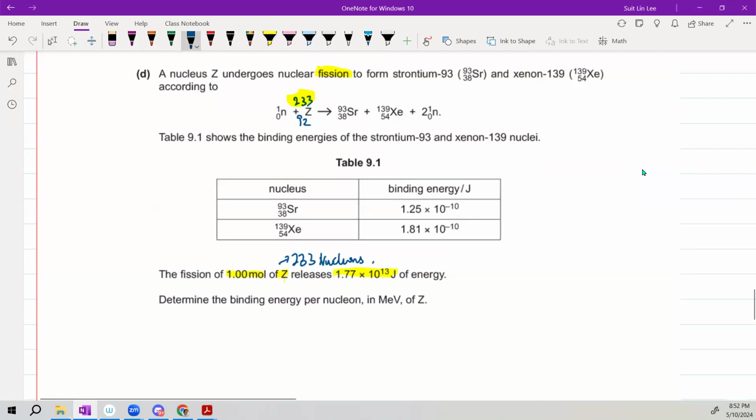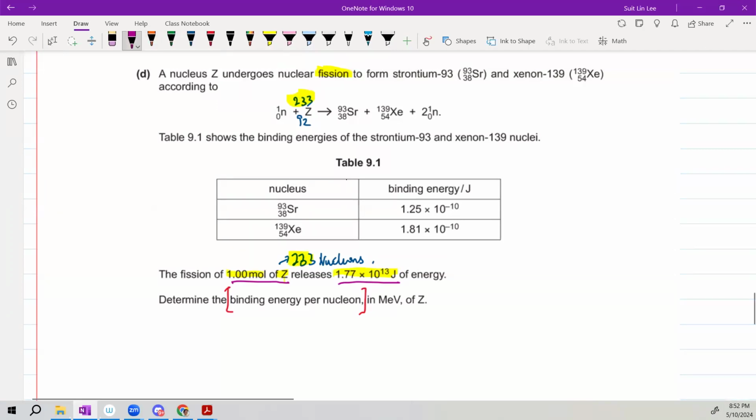So I want to find the binding energy per nucleon. So let's assume this is your end goal. I want to find binding energy per nucleon. This is good enough already. I know I have to divide by 233 already. Okay, but I want to find the binding energy of the reaction first. So it says here that 1 mole releases this much energy. Can I find the amount of energy from 1 nucleus?